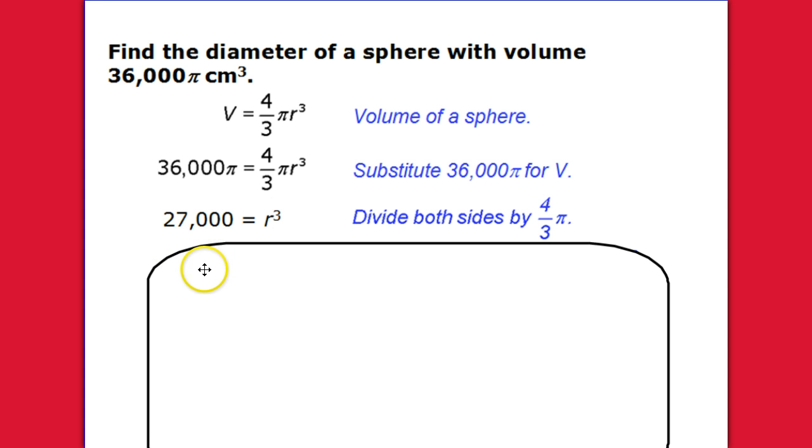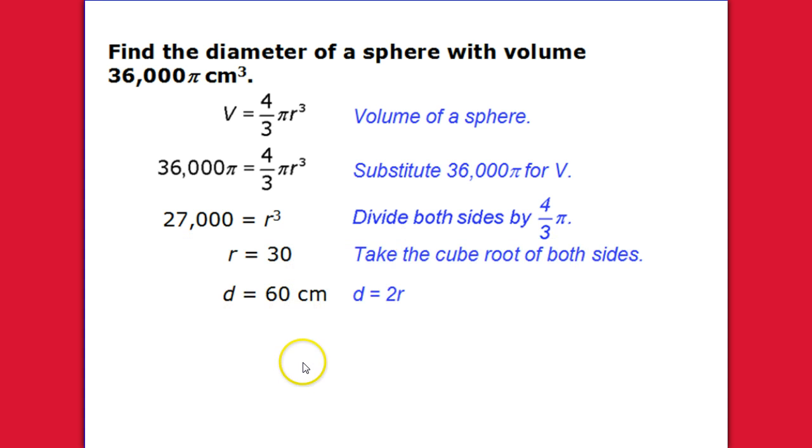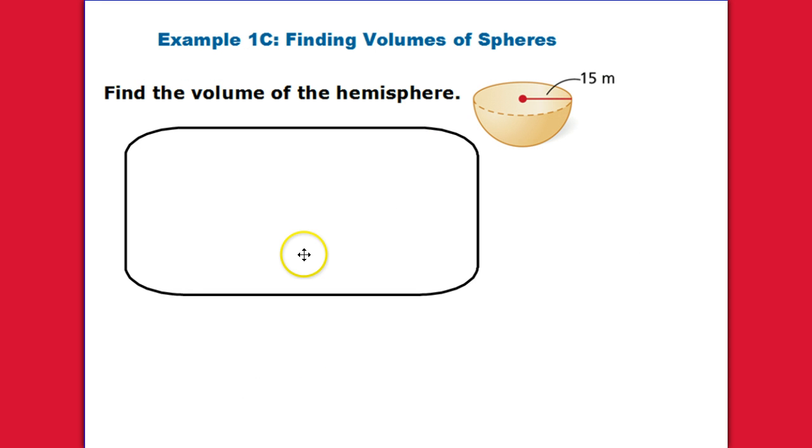So how do we find r? That's right, we take the cube root, and we have a radius of 30. If the radius is 30, the question asks for diameter, so diameter is 60 centimeters. Find the volume of this hemisphere. Come back when you have it.